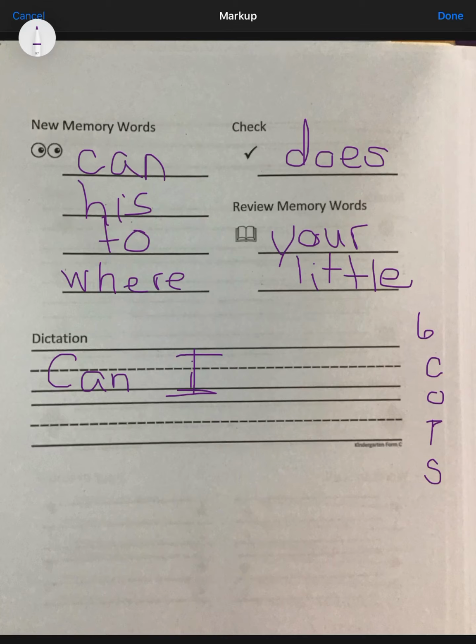Go. G-O, go, to his house. Which two is this? Is it T-W-O, the number 2? Can I go to his house? Well, no, it's not his 2 houses. Okay, can I go to his house? Can I go also? So T-O-O? No, that doesn't work either. It's going to be the T-O. Can I go to his home?